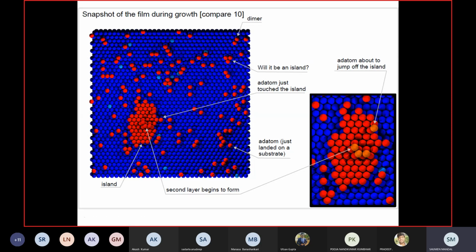Sorry, one more point: the hop distance you mentioned is not the entire distance traveled by that atom on the surface. Hop distance is one particular unit, like how it's jumping. One small unit is called the hop distance. Let's say it does 10 jumps or 100 jumps. Then you multiply by 100, and that gives the total distance traveled.